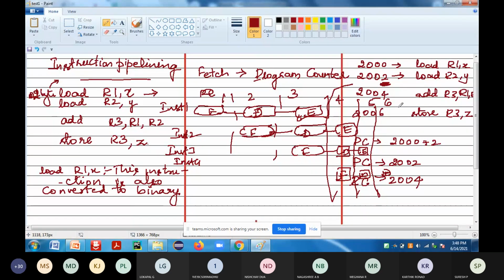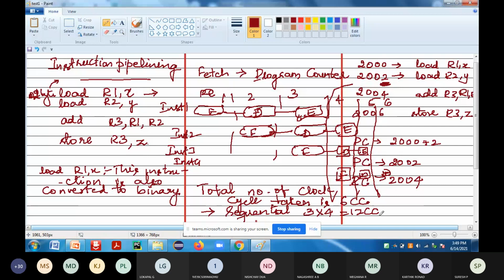Now the total number of clock cycles to complete all 4 instructions is 6. If I go with sequential execution, the total number of clock cycles taken to run one instruction is 3, and the total number of instructions is 4, so it will take 12 clock cycles.